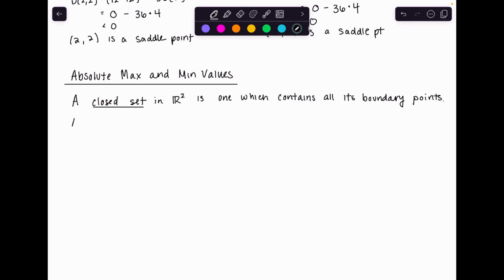And then a bounded set, if you remember the word bounded, it just basically means it won't go on infinitely. So what you can actually do in 2 dimensions is if you have a bounded set, you can always draw a circle around it. So this is a set that is contained in some disk.